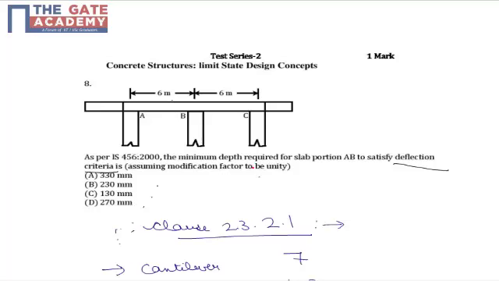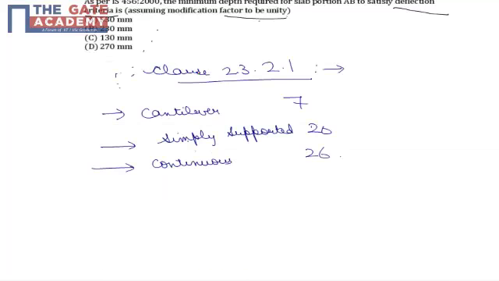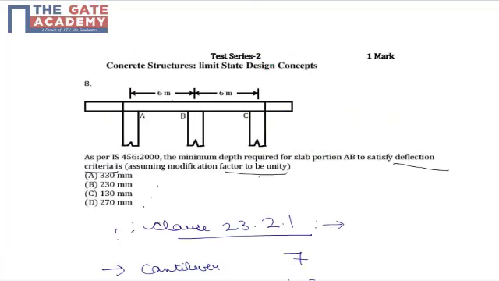Now this modification factor is already given as unity. We'll talk about what this modification factor means. But if we talk about the minimum depth required, in fact this is the minimum effective depth. So clause 23.2.1 of IS 456 says that the ratio of span to depth for cantilever, simply supported and continuous should be less than 7, 20 and 26 respectively, to satisfy the deflection check.